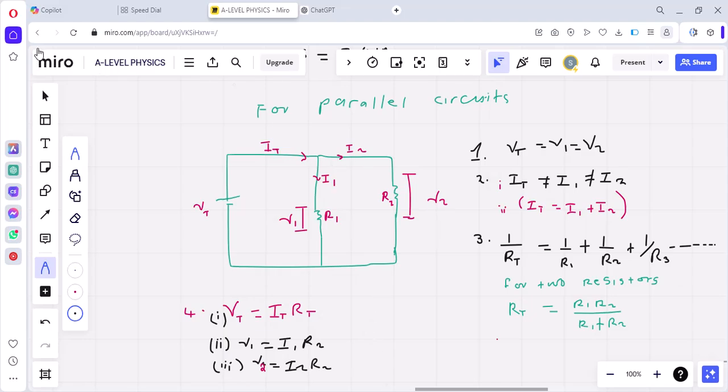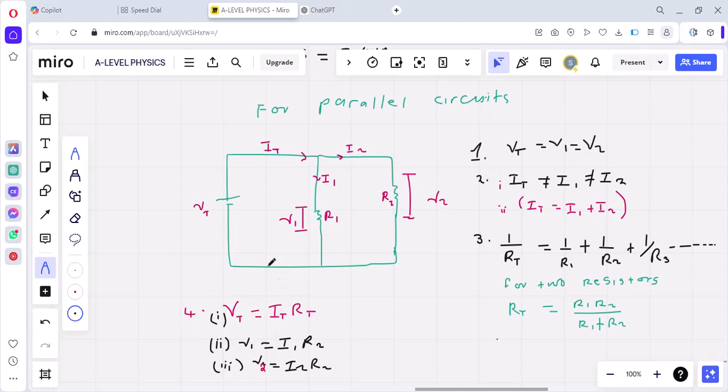After that, we make the right hand side a single fraction, and then we make RT, the total resistance, the subject of the formula. That will give us the combined resistance. Now for two resistors that are connected in parallel, that is simple. If you just do what I've said, then you get R1 times R2 over R1 plus R2. That will give you the total resistance for only two resistors. That applies only to two resistors that are connected in parallel.